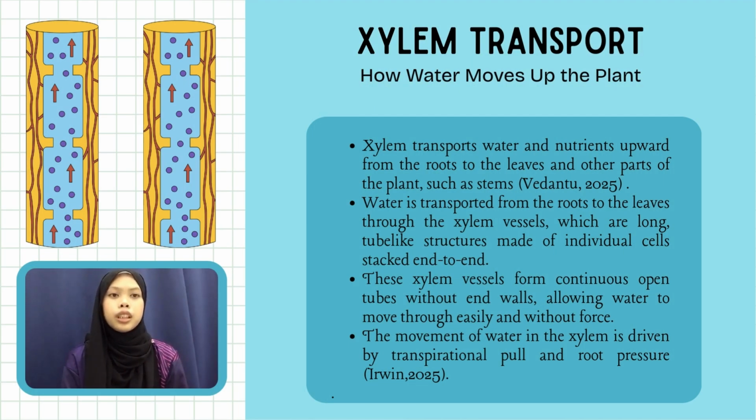Xylem transports water and nutrients outward from the root to the leaves and other parts of the plant, such as stems. Water is transported from the roots to the leaves through the xylem vessels, which are long, tubular structures made of individual cells stacked end to end. These xylem vessels form continuous open tubes without end walls, allowing water to move through easily and without force. The movement of the water in the xylem is driven by the transpirational pull and root pressure.